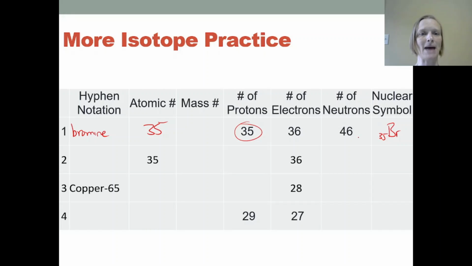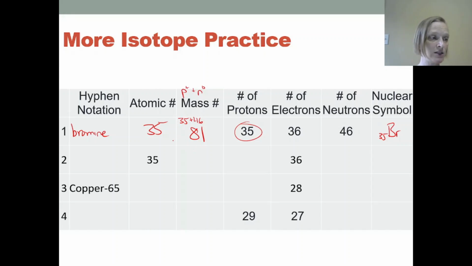Next up, mass number. Mass number, remember, depends not on electrons, because electrons have virtually no mass. It depends on the protons and the neutrons. So I want to do the 35 plus 46, and when I add those two numbers together, I get, as my answer, 81. 81 is my mass number.